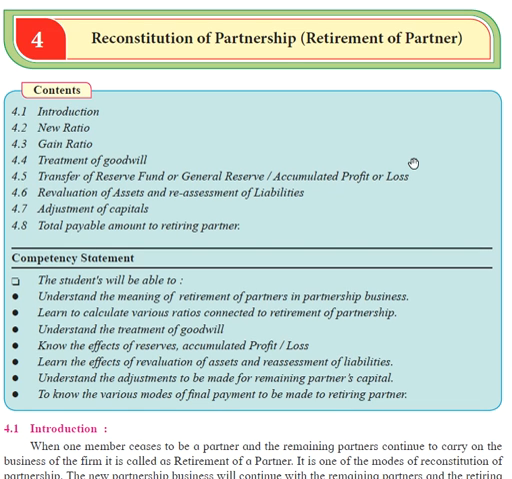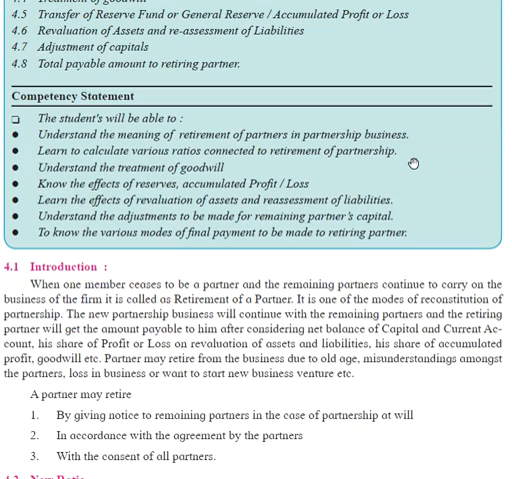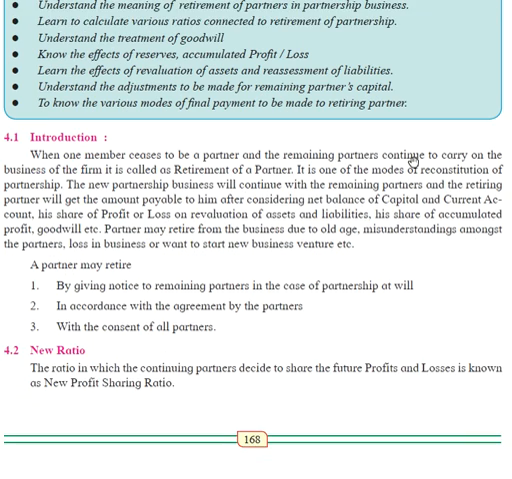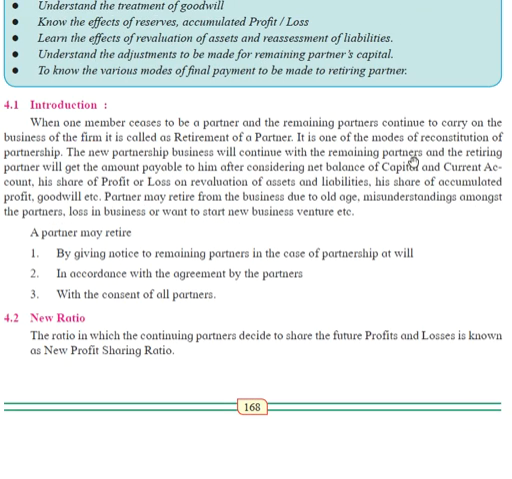First we studied the reconstitution of partnership and the admission of a partner. In this we are going to see the introduction of retirement of a partner. When one member ceases to be a partner and the remaining partners continue to carry on the business of the firm, it is called the retirement of a partner. So one person is retiring, and the others continue the partnership business in the firm.